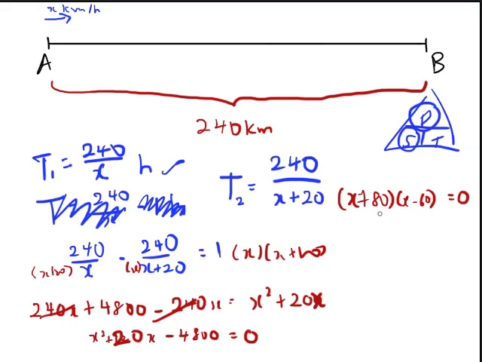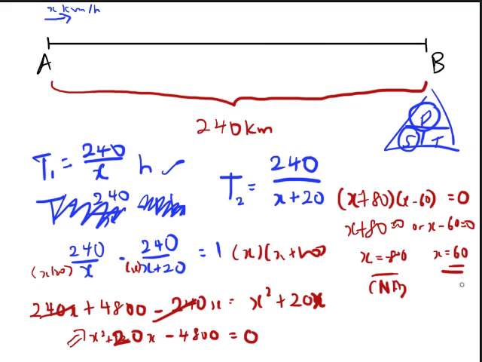So if you were to open this up, you're going to get back this quadratic equation. So what I'm going to get is x plus 80 equals 0, or x minus 60 equals 0. In other words, x equals negative 80 or x equals 60. Bam. And that is the answer for x. Since x cannot be negative, it's not applicable. So x is equal to 60.